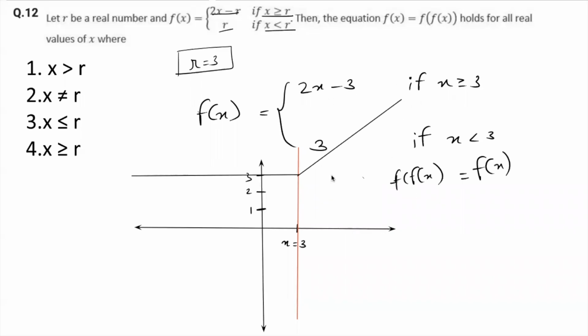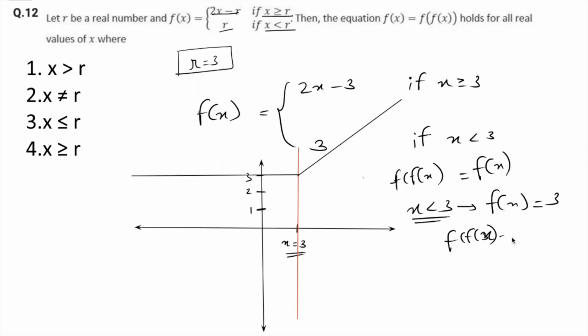Let's consider first of all x less than 3, because in this region the value of f of x is fixed, which will be equal to 3, right? So for all the values of x less than 3, guys, we will have f of x is equal to 3. So f of f of x in this region will be equal to f of 3 only, which in our case here is nothing but f of r. f of r can be found from this relation, 2 into r minus r. So f of 3 is nothing but 2 into 3 minus 3, which is 3 only.